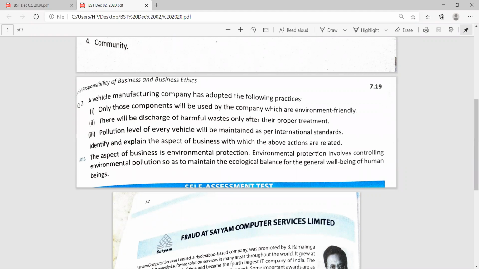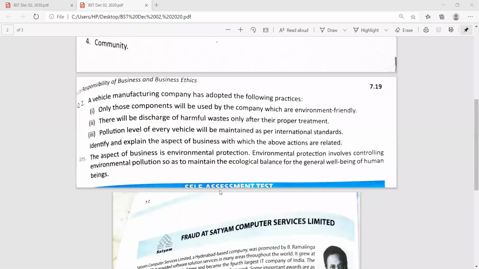And environmental protection involves controlling environmental pollution so as to maintain the ecological balance for the general well-being of human beings. So this type of question you may have in the paper. If anybody has any doubt, you may ask right now. Otherwise, I'll proceed further. If anybody has any doubt, please ask. Or is it clear to you?